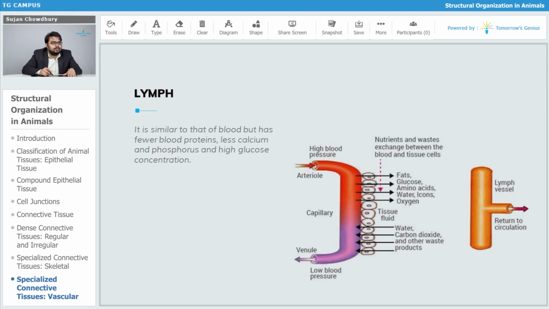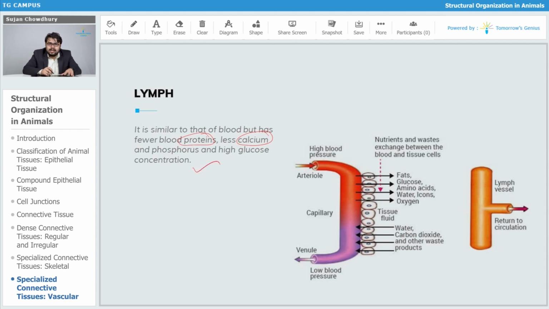It is similar to that of blood but has fewer blood proteins. So blood proteins are not abundant in the lymph. They're present in much reduced concentration. Less calcium. Yes, we have to understand this. Calcium is important for the blood clotting mechanism. Lymph clots, but the clotting process is very slow and not efficient. So there is no requirement of calcium as such. For this, lymph has a reduced concentration of Ca2+ ions also. Apart from that, phosphorus is also very less and glucose concentration is considerably high.